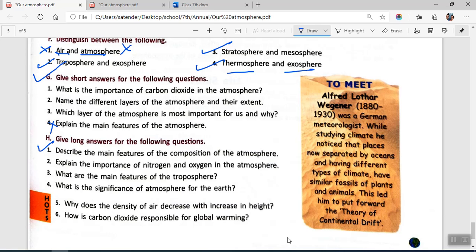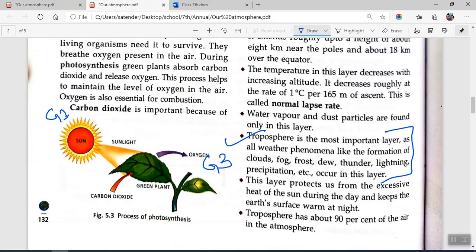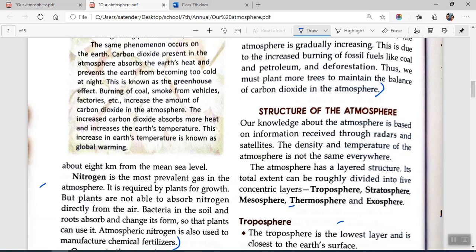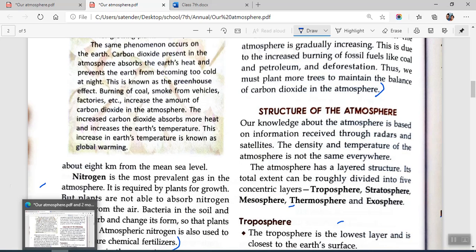Now this says that describe the main features of the composition of the atmosphere. Now we have to write the main features of the composition of atmosphere. Now come to the first page of the chapter. Hold on a second. Okay.